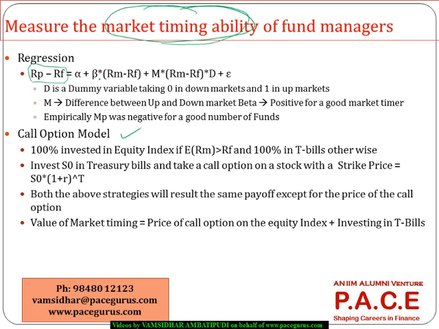When I'm talking about a regression model, I'm trying to regress the excess returns generated by my portfolio with respect to the excess return which the market has generated, by considering the beta. At the same time, I'm also considering D, which is a dummy variable that will take a value of 0 in a down market. If the market is down, I'll take that variable as 0, and I'll take 1 in case of an up market.